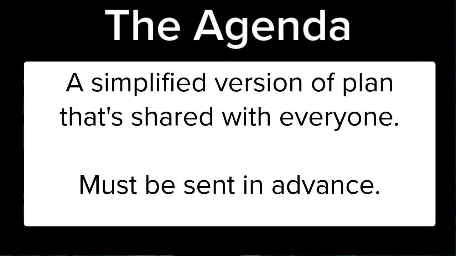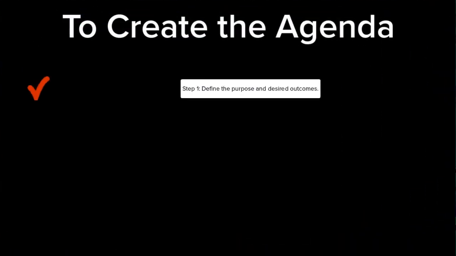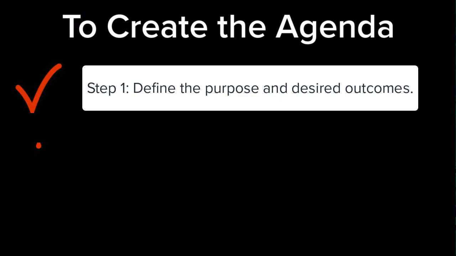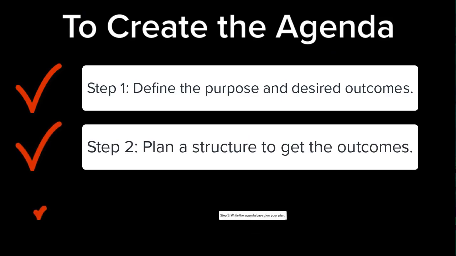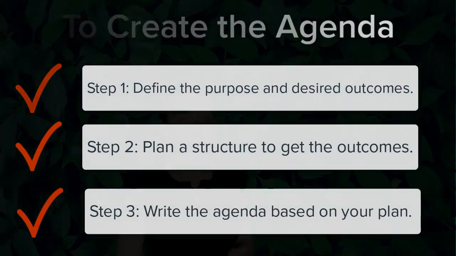Okay, let's recap. The agenda is the version of the meeting plan that gets shared with everyone. The agenda must be sent in advance to do its job, which is to help people prepare and tell them what to expect. To create an agenda, start by defining the meeting's purpose and desired outcomes. Then, find a structure that helps the group get to those outcomes. For more complicated meetings, use a more robust meeting structure framework, like the Meeting Canoe. Alternatively, grab an example template from the Lucid Meetings Gallery.